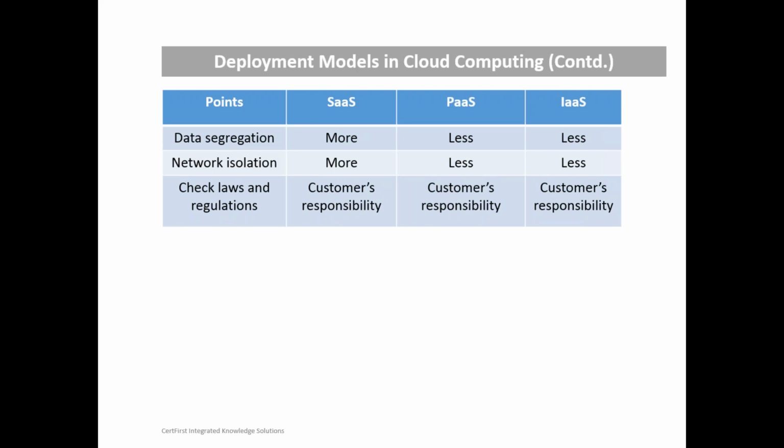Infrastructure as a service, again, you have control over that. Network isolation, again, in Gmail we have no control over what network they're using, but in platform as a service and infrastructure as a service you have control over that. So that way you can control in which data center you want to put that, in which country, in which region.